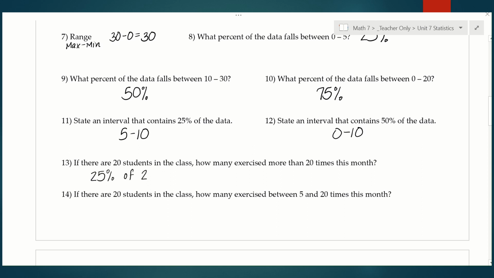So what I need to do is figure out what is 25% of the class. In this case, there's 20 students in the class. I can do this a couple of ways. I can think of it as part over whole. How many students out of 20 is 25%, so 25 over 100, which if I'm doing it this way, I would cross multiply, and then I would divide by 100. I would get 5 students.